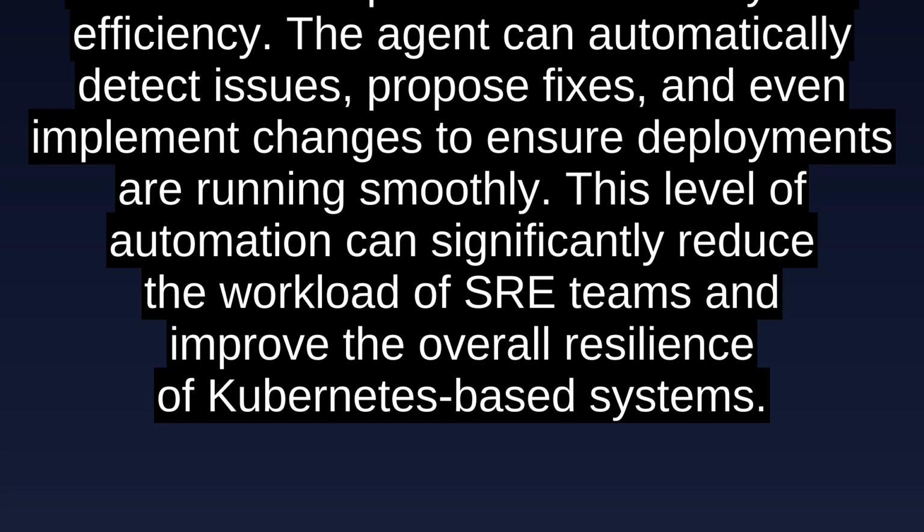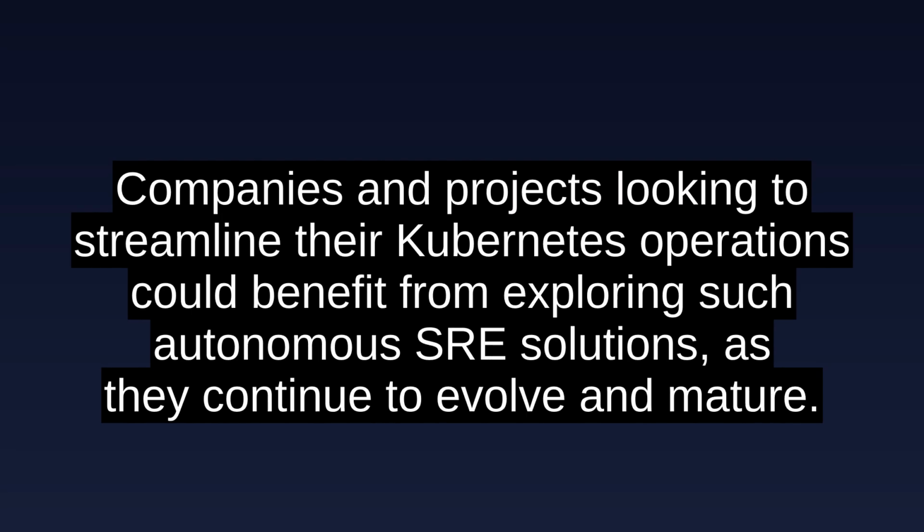This autonomous agent utilizes AI and machine learning to analyze the state of Kubernetes deployments and make decisions to improve their reliability and efficiency. The agent can automatically detect issues, propose fixes, and even implement changes to ensure deployments are running smoothly. This level of automation can significantly reduce the workload of SRE teams and improve the overall resilience of Kubernetes-based systems. Companies and projects looking to streamline their Kubernetes operations could benefit from exploring such autonomous SRE solutions as they continue to evolve and mature.